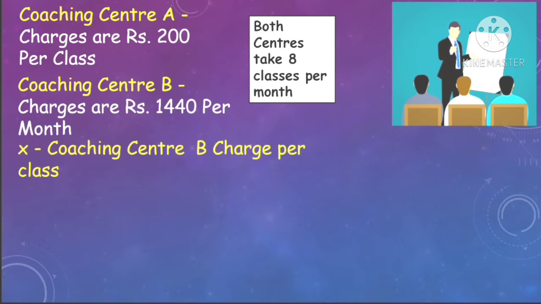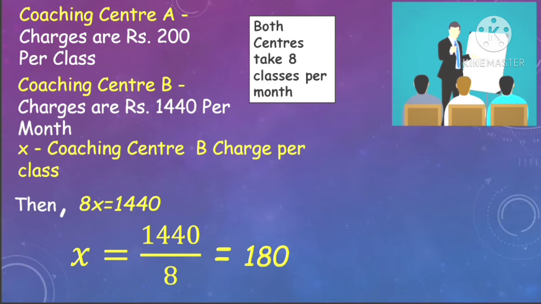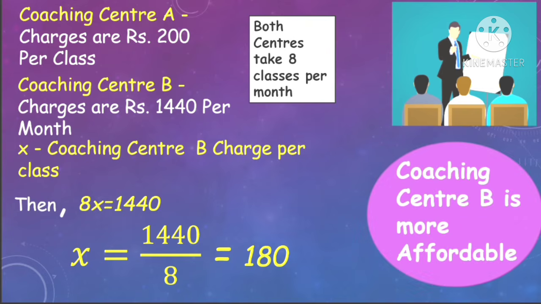Taking x as the charge of center B for one class, we can make our own linear equation as 8x equal to 1440. So on simplification, we get x as 180. So center B charges rupees 180 only, which is much lesser than the charge of center A. So center B is obviously more affordable. So in this way, linear equations are extremely helpful for comparing rates.